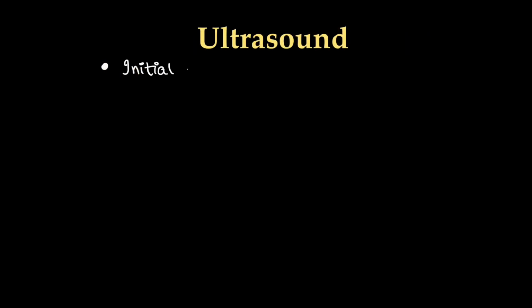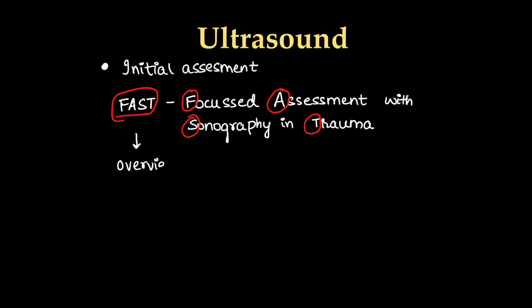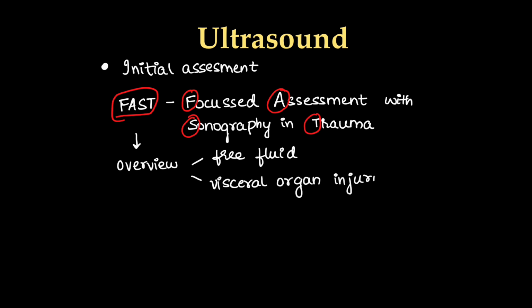First and the most important modality will be ultrasound, which can be done bedside in emergency settings. That's the initial assessment. We have to do the FAST protocol. FAST stands for focused assessment with sonography in trauma. So this will give us an overview of free fluid in the abdomen. Also we can see or rule out gross visceral organ injuries in the emergency setting itself. It is also used for guiding the triage for the patient.